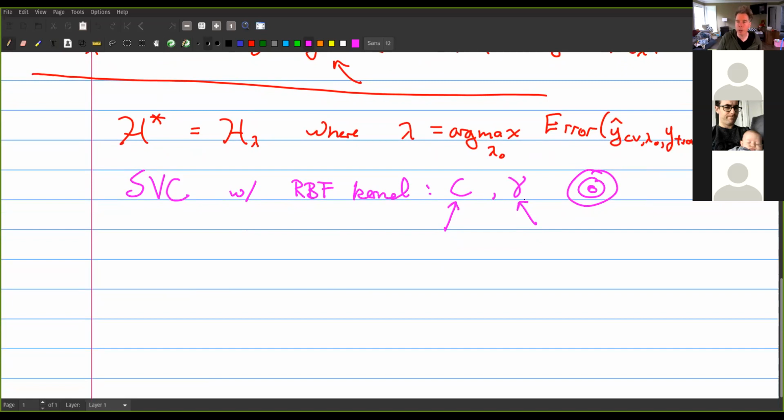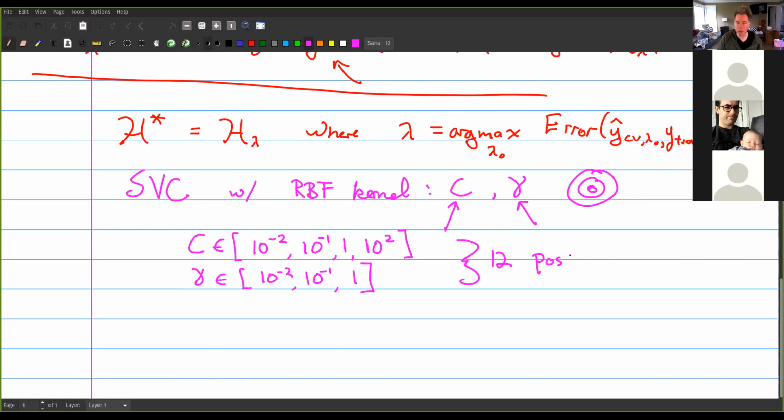So we have two hyperparameters that we would like to consider. We can try a whole bunch of these, so we'll set aside some values. Maybe we'll try C being 10 to the minus 2, 10 to the minus 1, 1, or 10 squared. So there are 4 possibilities there. And then we'll try gamma being 10 to the minus 2, 10 to the minus 1, and 1 or something. So now there's 4 times 3 is 12 possibilities.